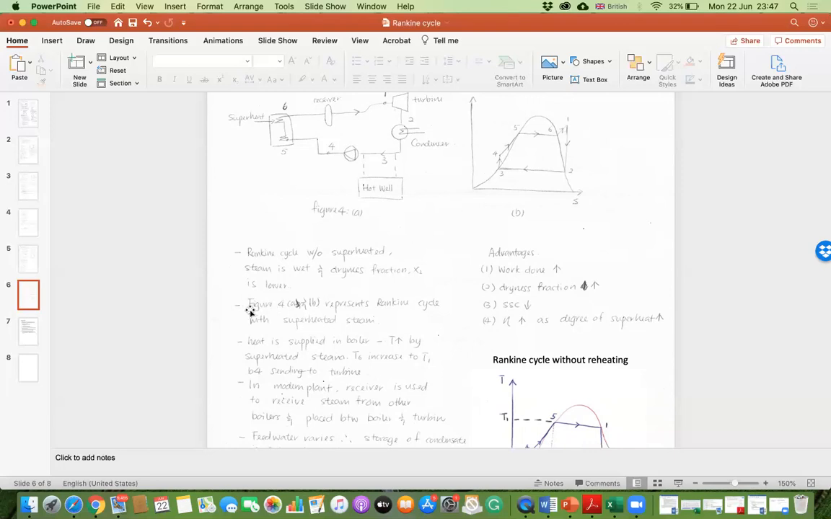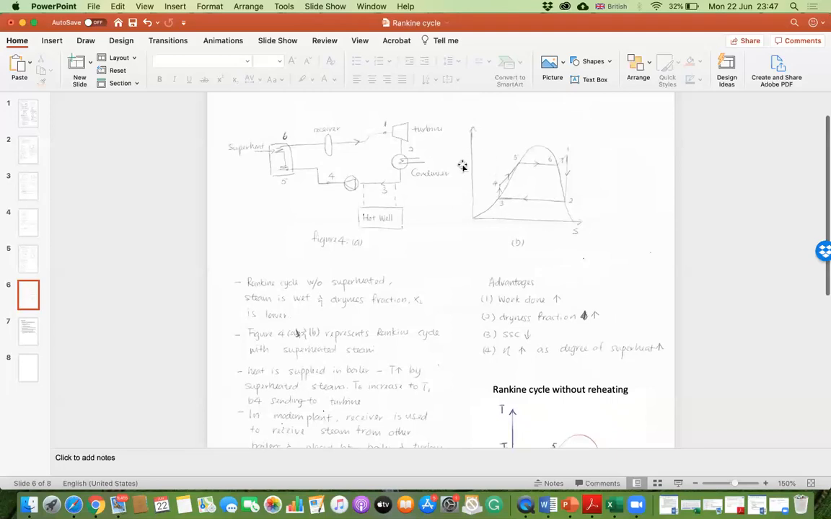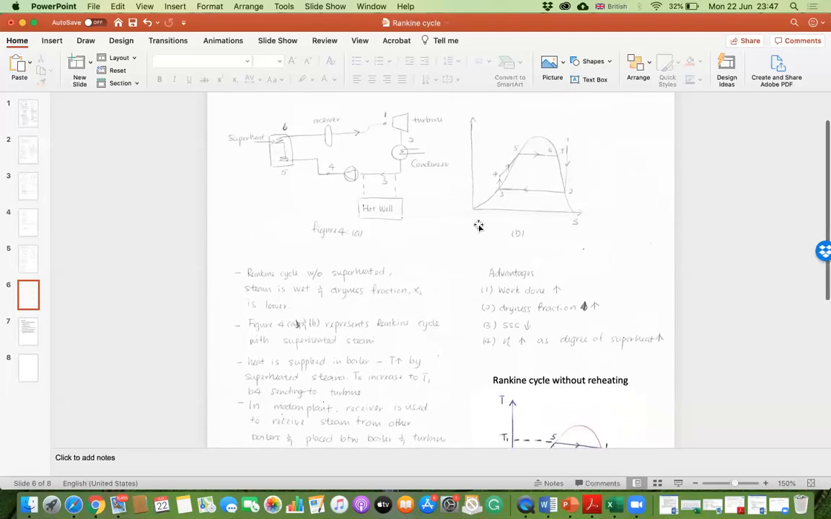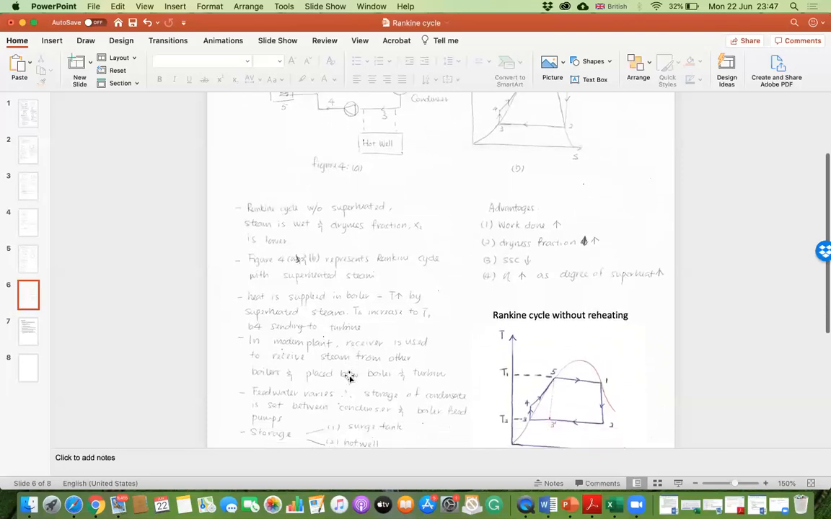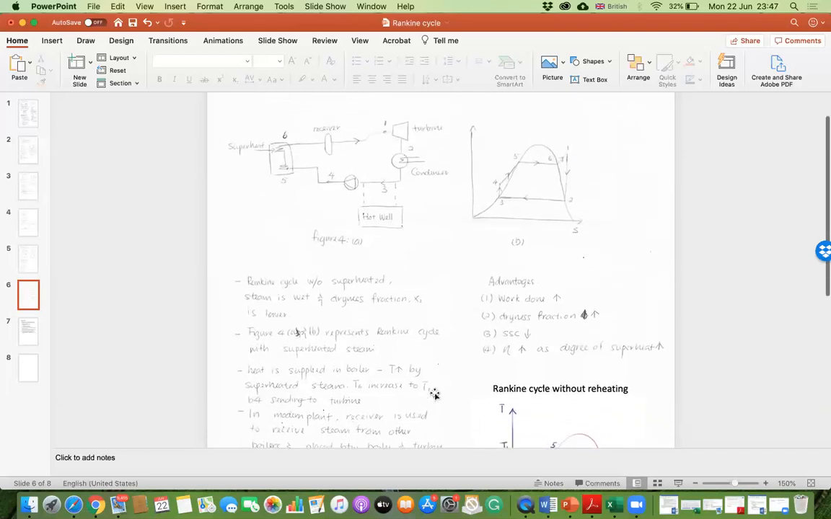All right. Figure 4A, and B represent the Rankine cycle with superheat. Heat is supplied in the boiler and the temperature is increased by superheated steam. T6 increased to T1 before sending to the turbine. In a modern plant, a receiver is used to receive steam from other boilers and placed between the boiler and turbine.